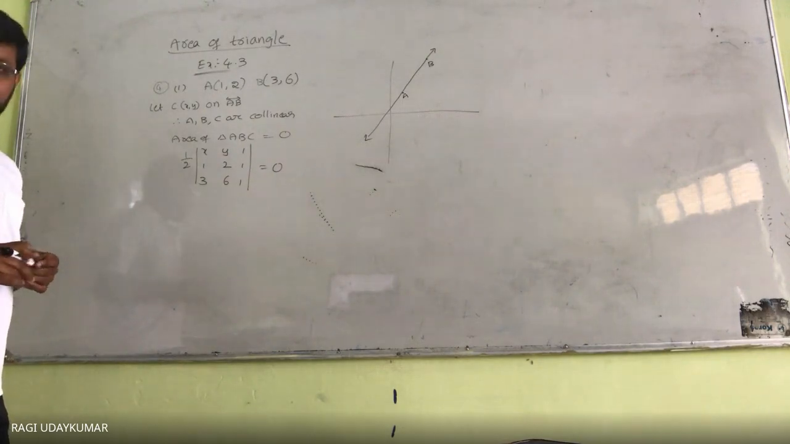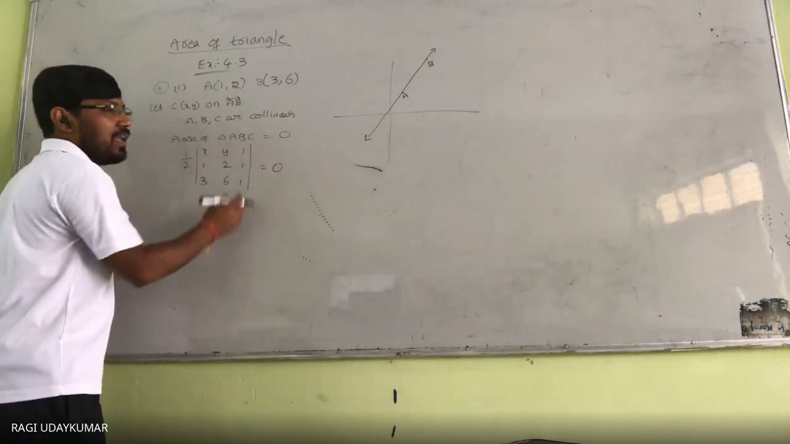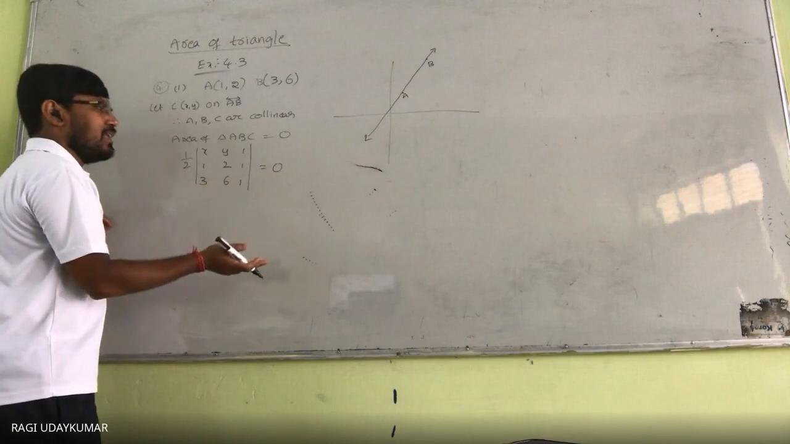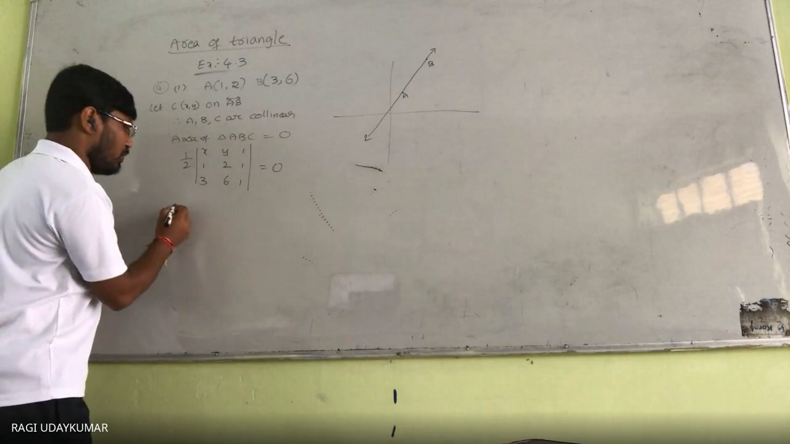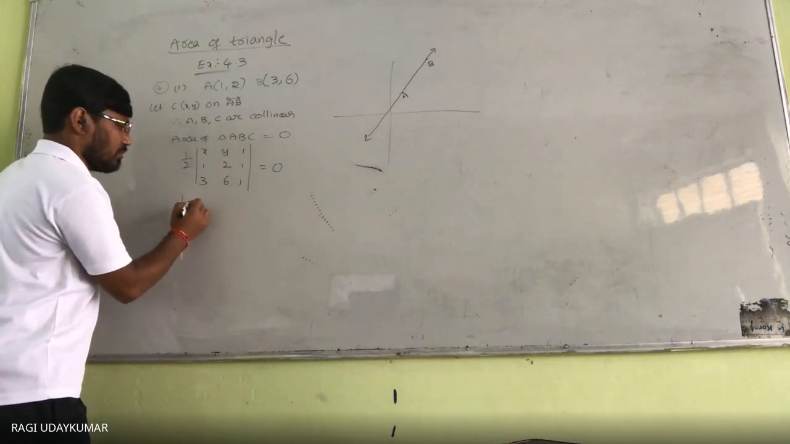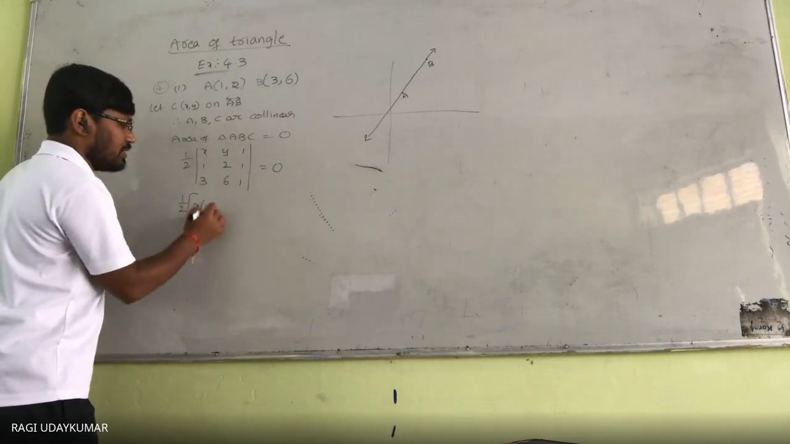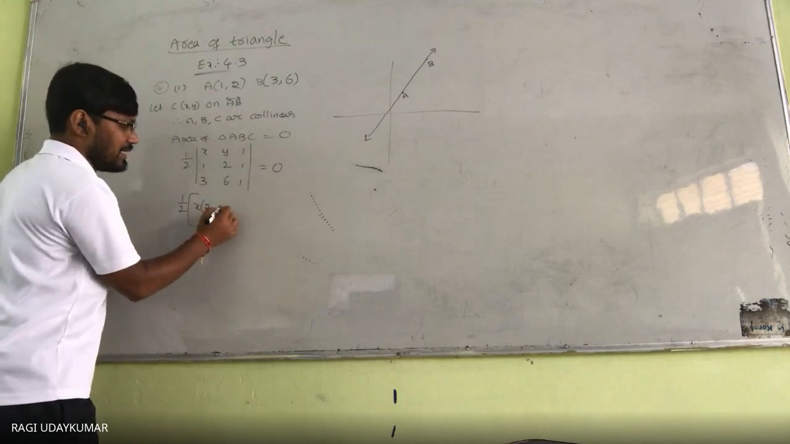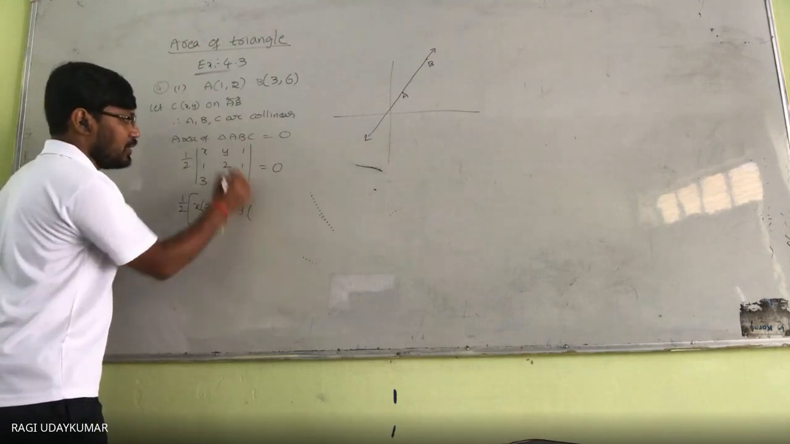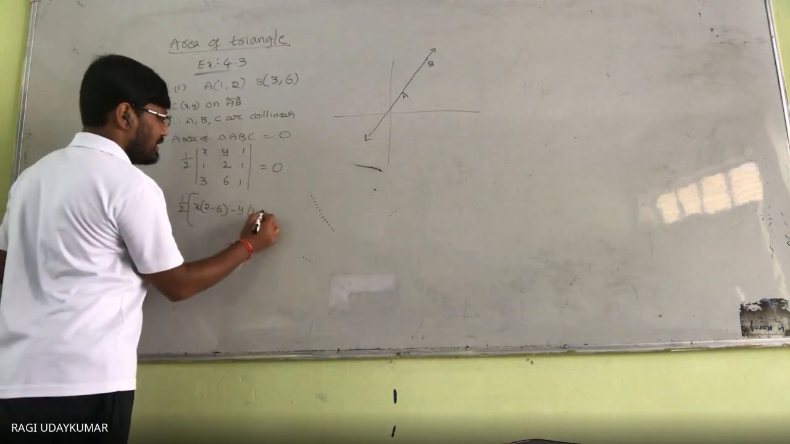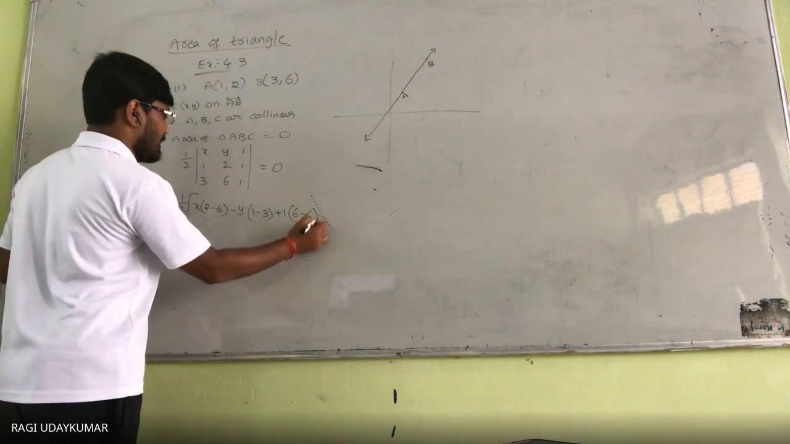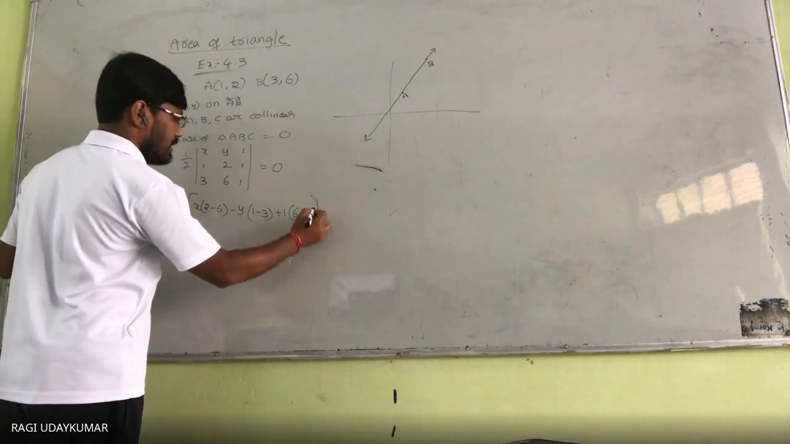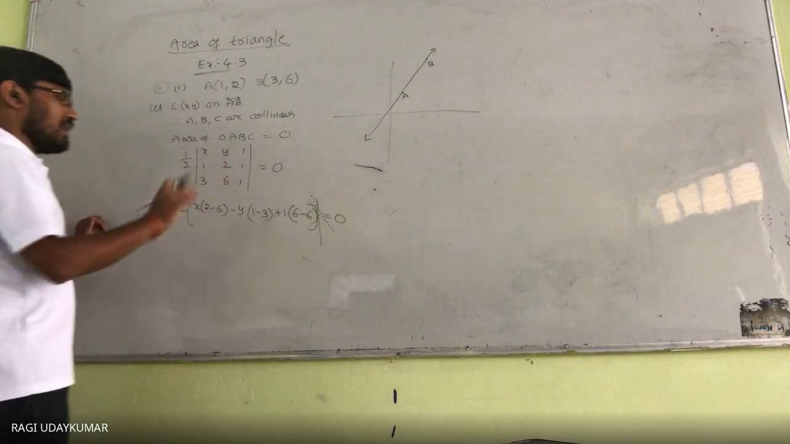Did you get my point? Is it clear? Yes, sir. Next, what to do? Expand along the third column, or any column you can use. Either first column or first row you can use. That is up to your choice. So half into x into, using the first row, 2 minus 6, minus y into 1 minus 3, plus 1 into 6 minus 6 is equal to 0. Take this 1 by 2 to the other side.